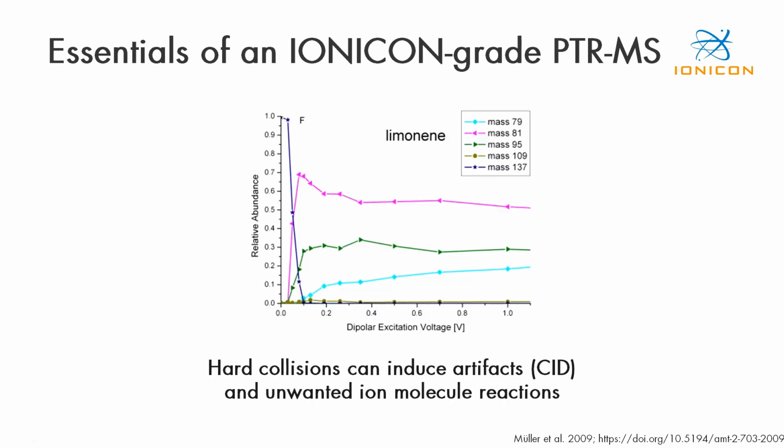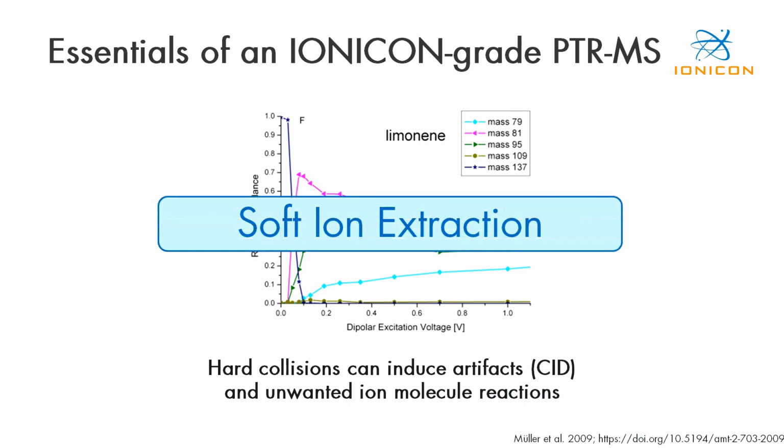The second example is the controlled collision-induced dissociation of limonene in a PTR linear ion trap. Such controlled fragmentation can give a lot of insight into structure and composition. Sadly, CID does not only happen in a controlled way. Hard collisions at the extraction of the ions from the ion-molecule reaction can induce significant artifacts and even unwanted ion-molecule reactions. That's why IONICON-grade PTR-MS feature a soft ion extraction.